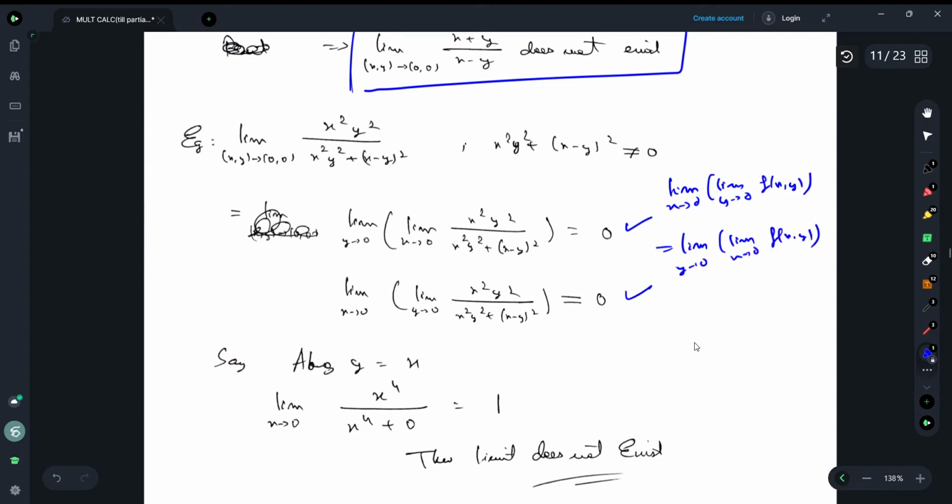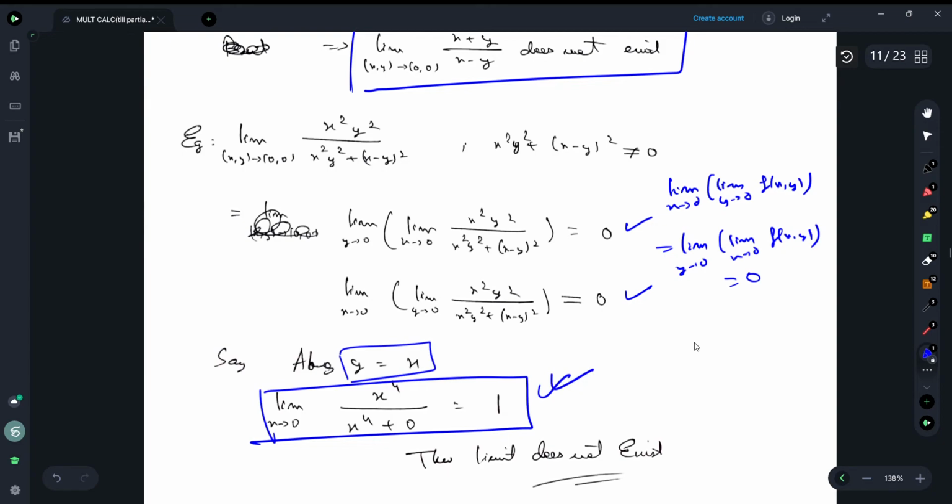Okay, clear? They are the same and they are equal to 0, but still the limit of the function does not exist. Why? Because if you come along the path y equals x, then this limit gives the value 1. Therefore it becomes different for different paths, hence the value of the limit does not exist. Is it completely clear? Got it?